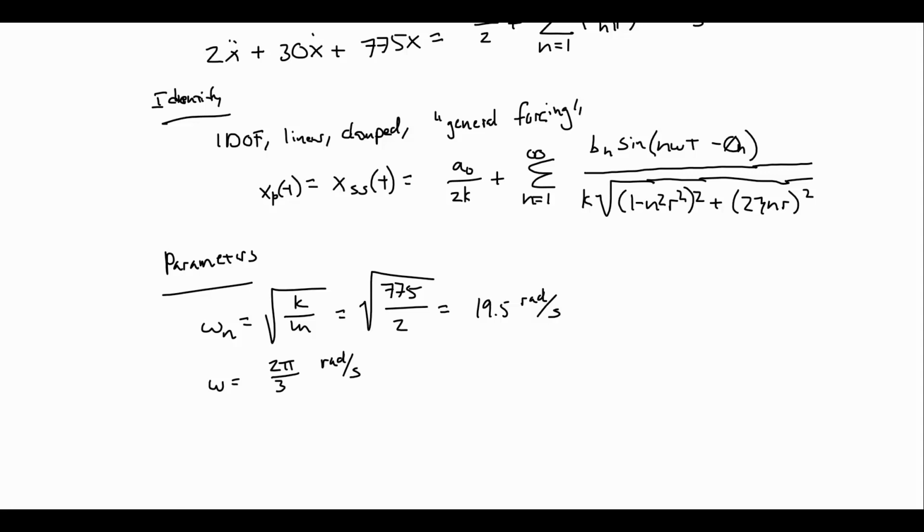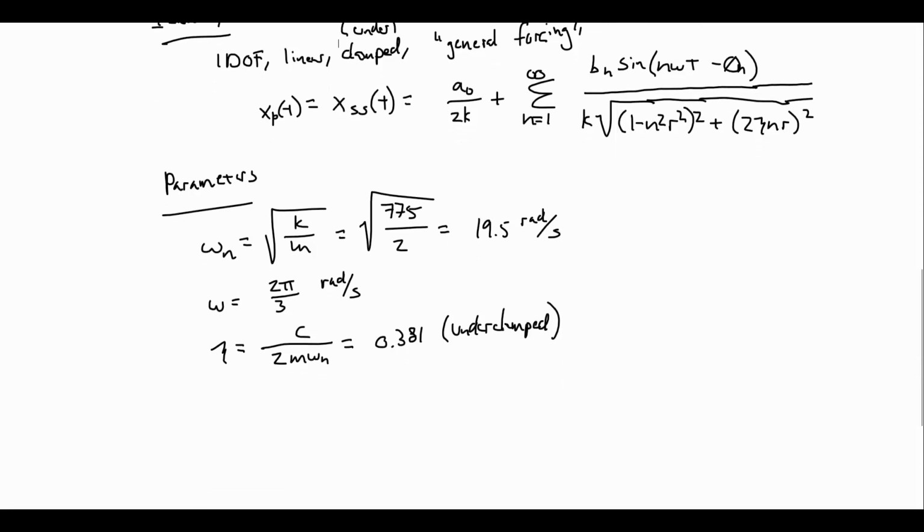This is a damped system, so we can figure out the damping is c over 2m omega n. We know all those values at this point. We get 0.381. So this is indeed an underdamped system. So we can put that detail up in the identify. We have omega n, we have omega, we have zeta. So we also want to compute this r, this ratio. And that is going to be that fundamental frequency over the natural frequency. So we get 0.106 for that.